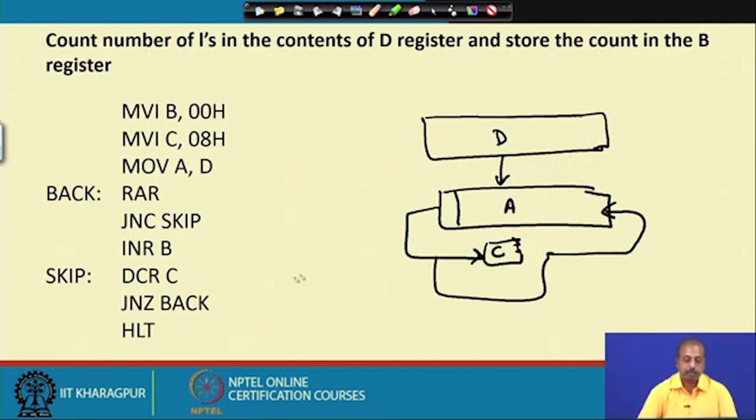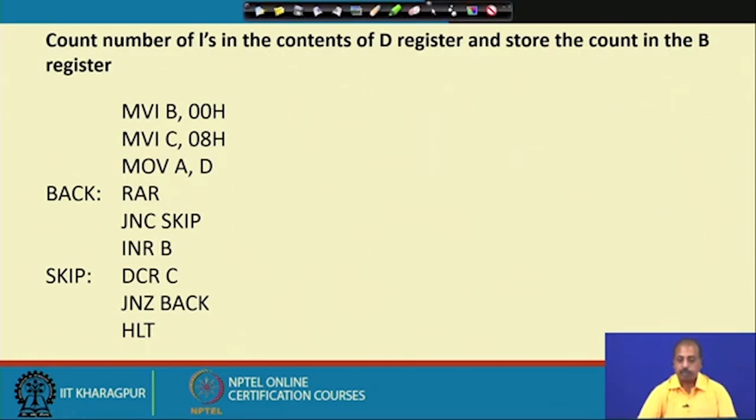So, this is done here in the program. You see that this is rotate accumulator right, and then jump on no carry to skip. In that case, if the carry is not set, then we do not count it as a 1, so the B register is not incremented. Then we decrement the C value, because we have done one rotation, and jump on not 0 to back. So, we go back to this point, again rotate the accumulator. After the loop completes, in the B register we will have the number of ones that were originally in the D register.